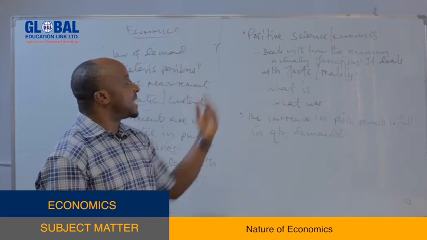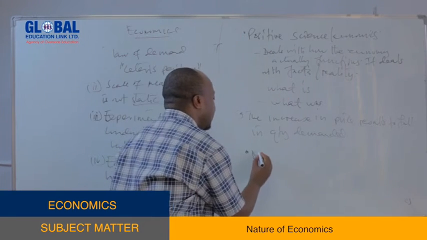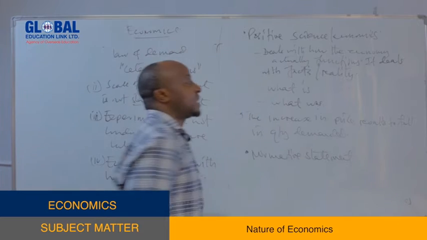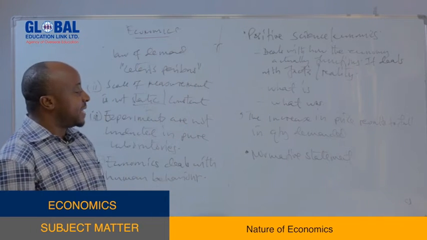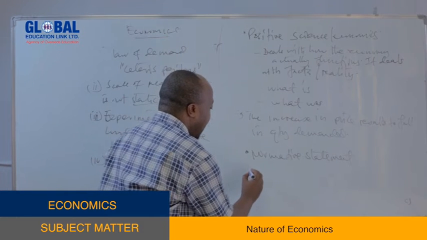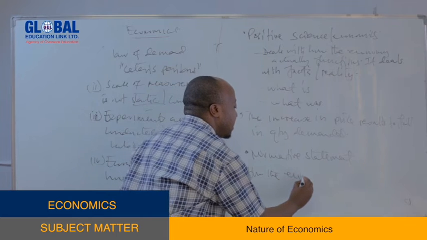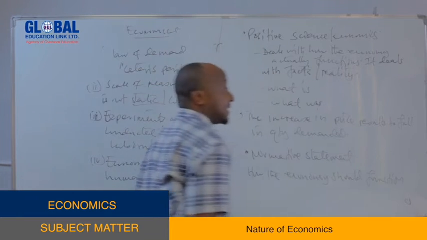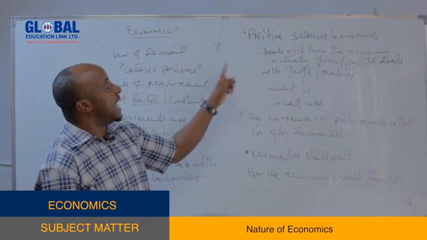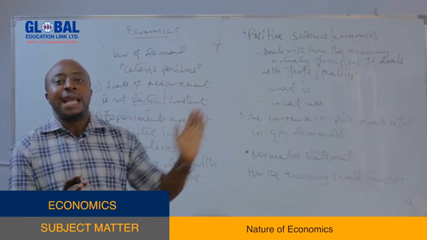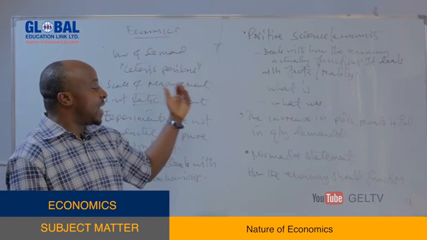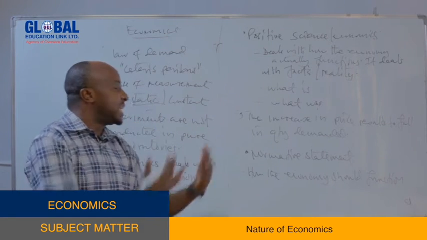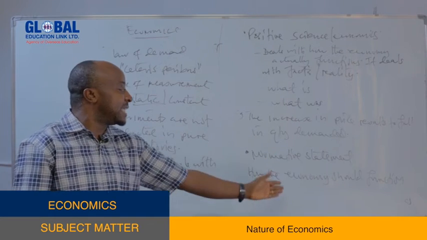Now, the second part: you can view economics as normative economics, with normative statements. Here economics deals with how the economy should function. So here you can find a difference. In the first approach, it deals with how the economy is actually functioning. Here it is dealing with how the economy should function. It is like a suggestion, something to judge: not how it is working, but how should it work. So this is normative economics.